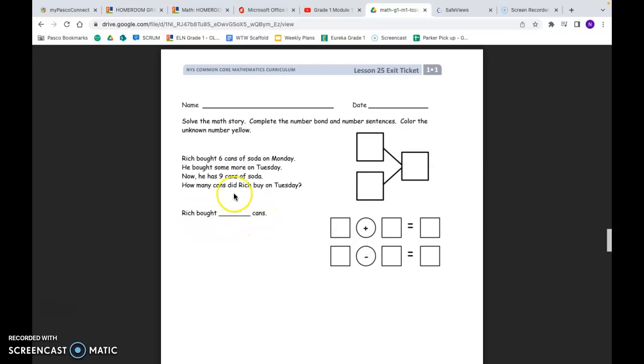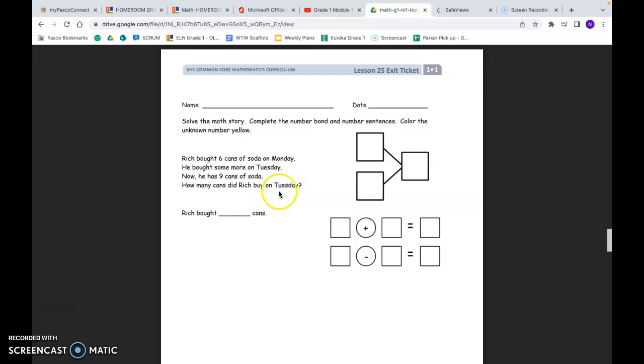Okay, so listen to your word problem. Rich bought 6 cans of soda on Monday. He bought some more on Tuesday. Now he has 9 cans of soda. How many cans did Rich buy on Tuesday?